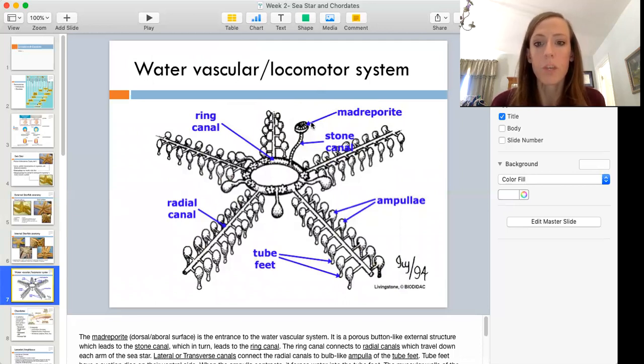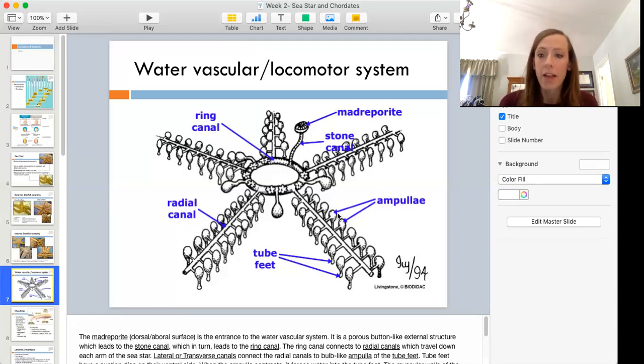So the madreporite, again, is on the aboral surface. It's the entrance to the water vascular system, and it's connected to the stone canal, which then is connected to the ring canal. That's connected to each of the radial canals, which travel down each of the arms. The radial canals are connected to lateral canals, these little guys here, that take the fluid traveling through the radial canal to the tube feet. The top part of the tube feet is referred to as the ampulla. Ampullae is plural.